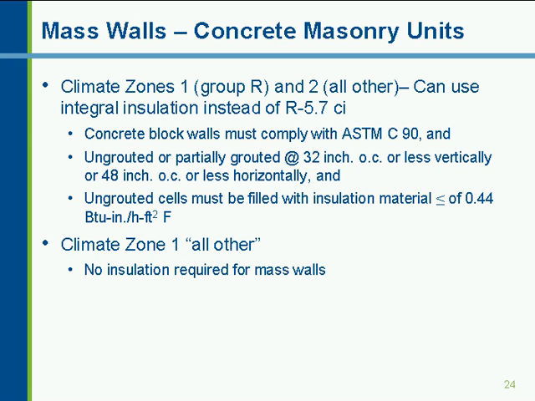Now, for climate zone 1 for Group R and climate zone 2 for all others, you can actually use integral insulation on the inside of the mass walls, like a CMU block, and not have to insulate on the outside. And the criteria is set up here. Concrete block walls must comply with ASTM C90, and be ungrouted or partially grouted at 32 inches. Ungrouted cells must be filled with insulation material of less than or equal to 0.44 BTUs per inch. This just gives you the criteria for when you do not need to put insulation on the exterior of that mass wall. Climate zone 1, all other, no insulation required for mass wall. So this is essentially the requirements for mass wall assemblies.